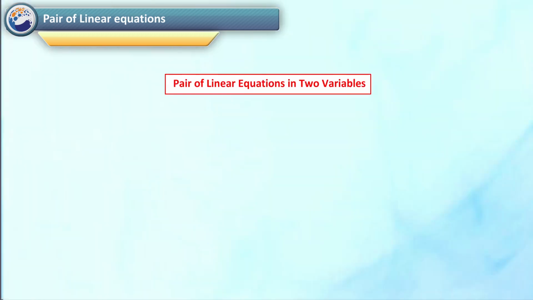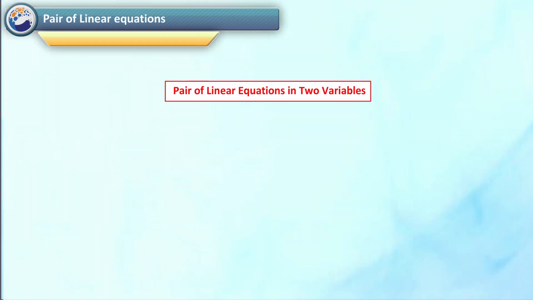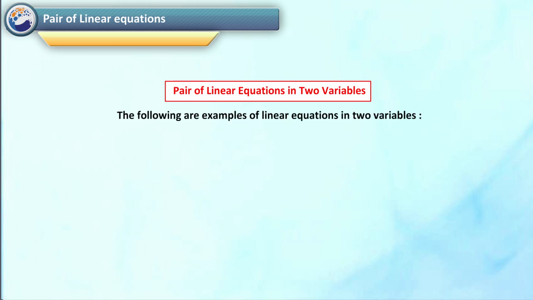Pair of linear equations in two variables. The following are examples of linear equations in two variables: 2x plus 3y is equal to 5, x minus 2y minus 3 is equal to 0, and x minus 0y is equal to 2, that is, x is equal to 2.